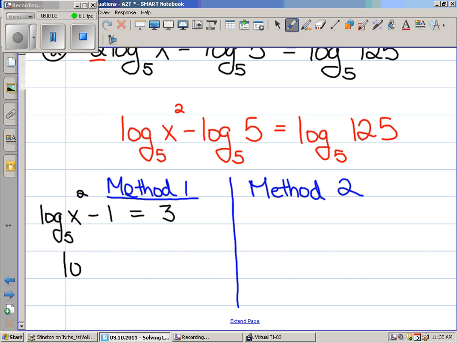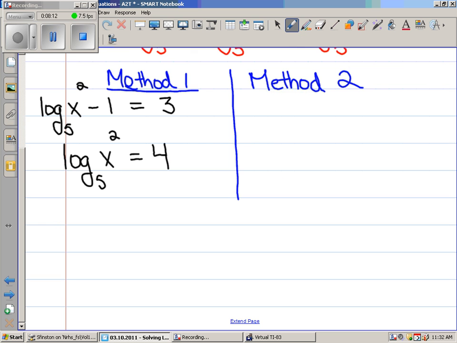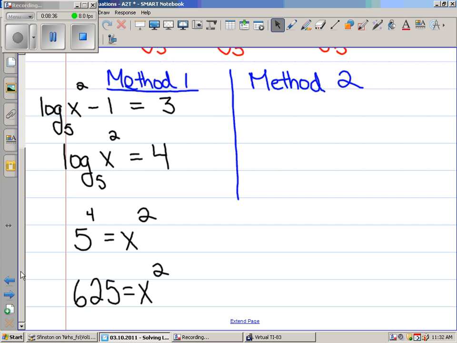Okay, so the next step now would be this. Log 5x squared equals 4, right? And from there, you can't solve it any further, so you'd have to convert it into exponential form, and you'd get 5 to the 4th equals x squared, and finally, that's 625 equals x squared. And I'm just going to hold tight right here, and I'm not going to solve it because I want to go back to the other route.